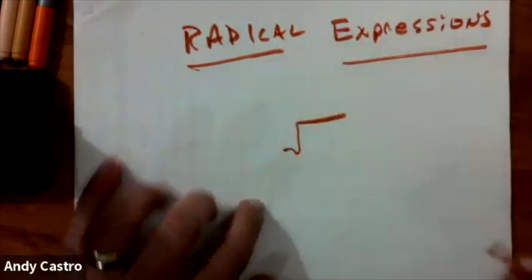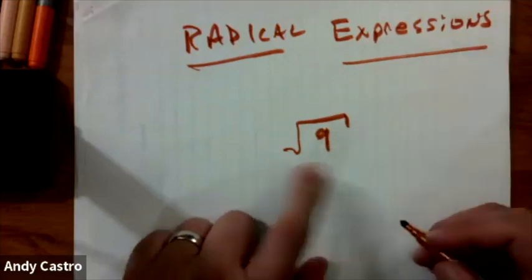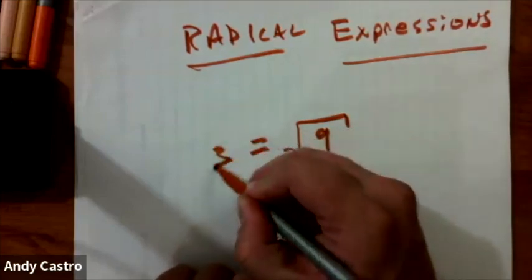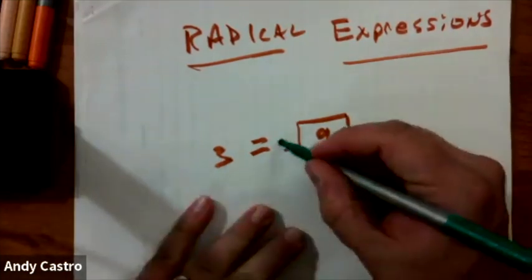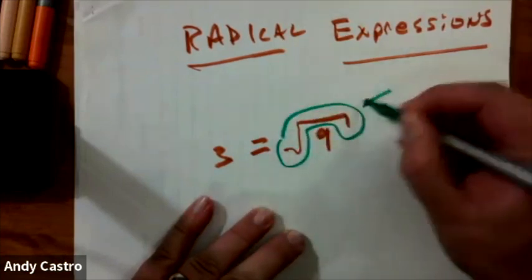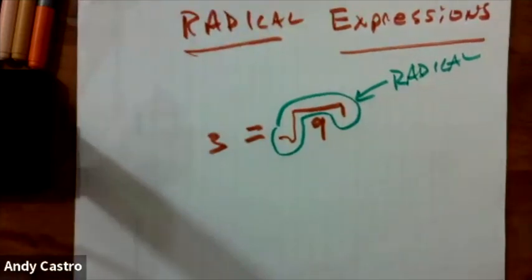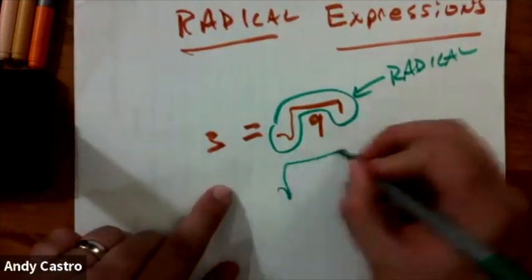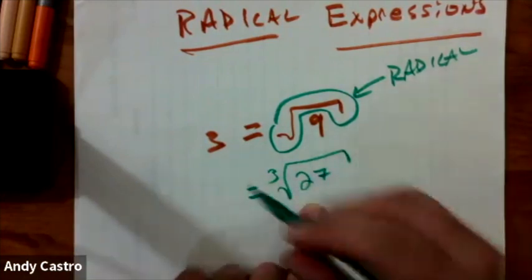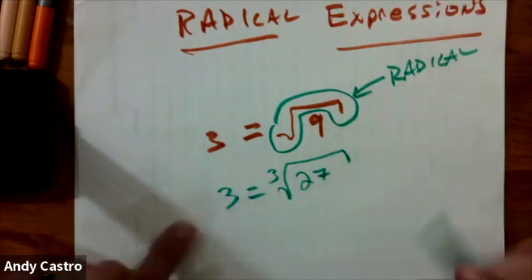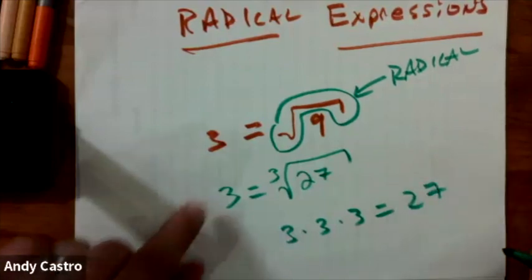A radical, you may remember, is something like this, a square root sign, square root of 9. Okay, that is 3. But this symbol right here is called a radical. And there's all kinds of different radicals, not just square roots. There can be what are called cube roots. Cubed root of 27 is 3. That means that 3 times 3 times 3 is 27.